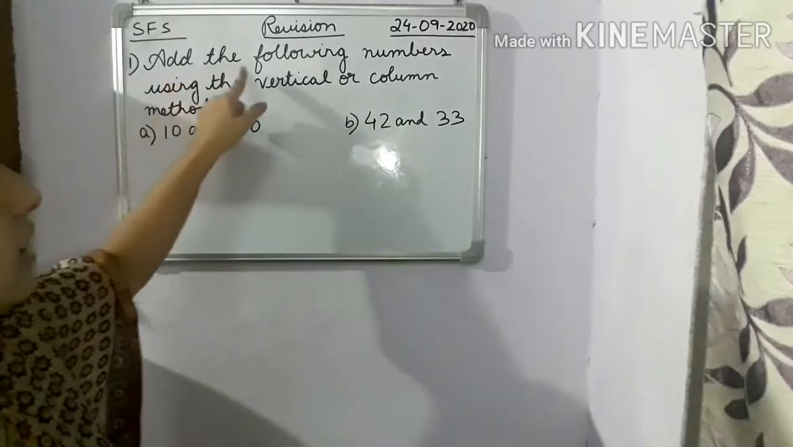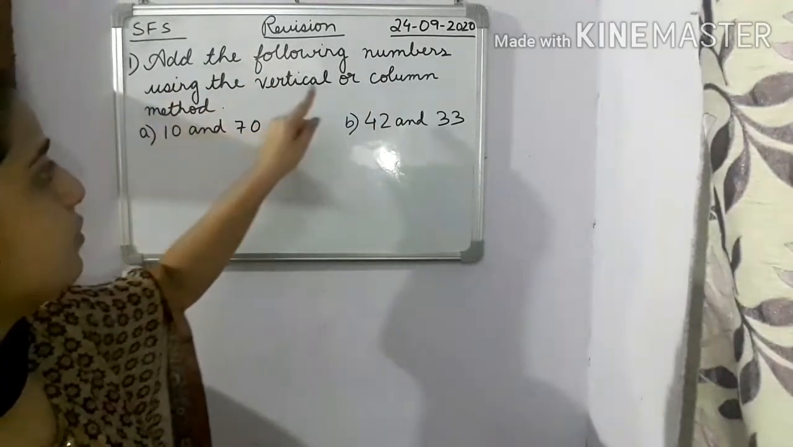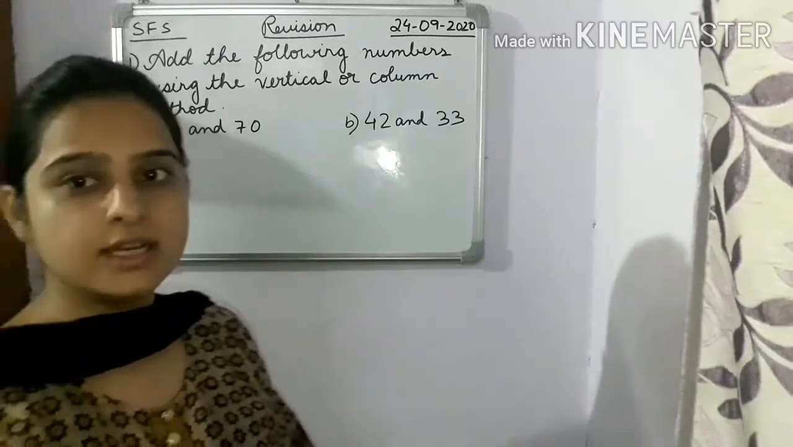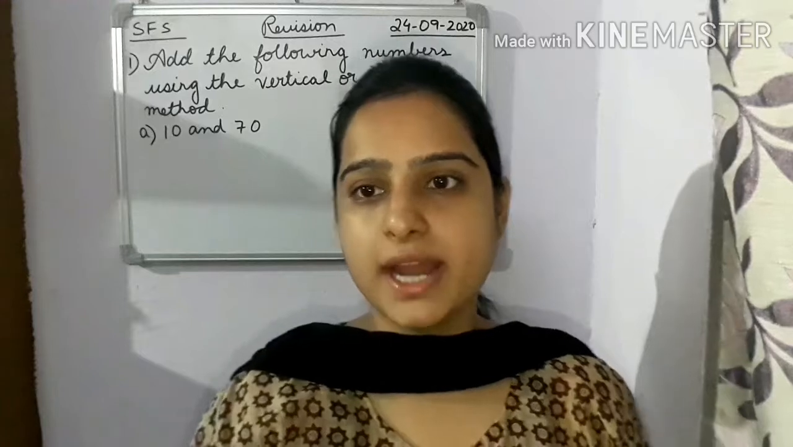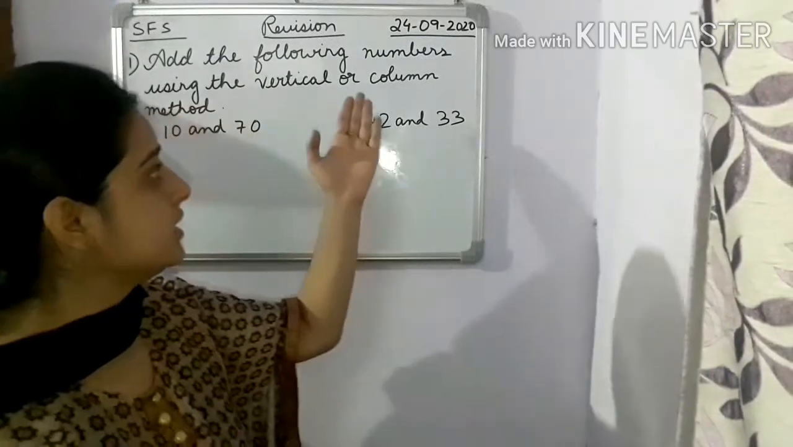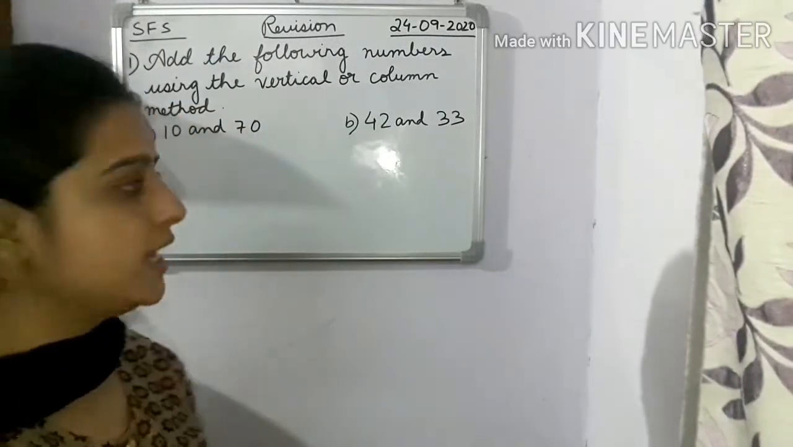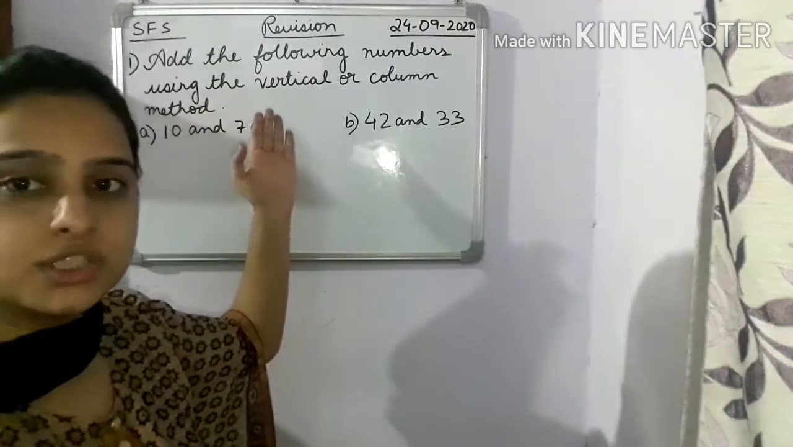Add the following numbers using the vertical or column method. We have done addition three types of, isn't it? One, addition using the number line. Second, addition using your vertical or column method. And the third, children, addition using your fingers, isn't it? These are the three methods of addition, and today we are going to do addition using your vertical or column method. So let's start. Write down this question in your copy, children.